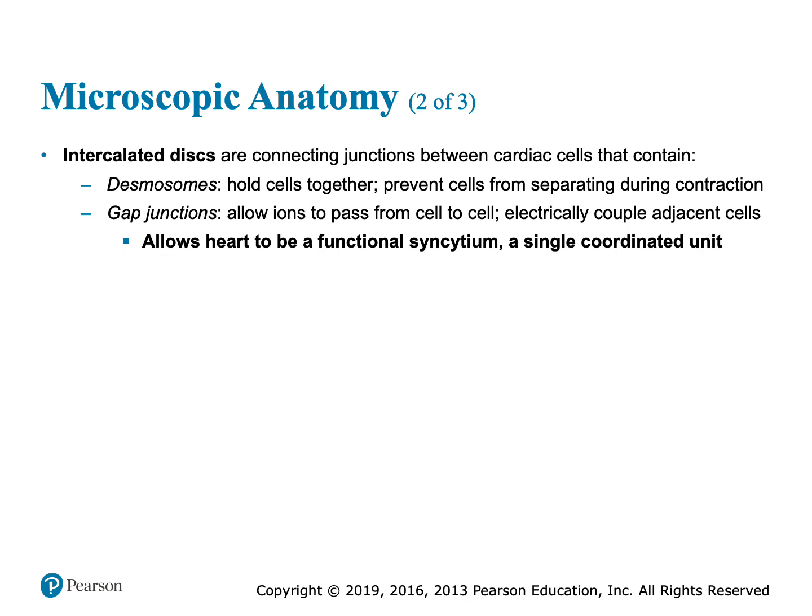Let's talk about those intercalated discs. What are those? Those are where cardiac cells come together. And it's very important that our heart muscle cells stay stuck together. So we have those zippers called desmosomes. Do you remember that? The intercalated discs are made of desmosomes and gap junctions. And do you remember gap junctions? Those are little spaces between cells, like little tiny holes that allow things to pass from cell to cell.